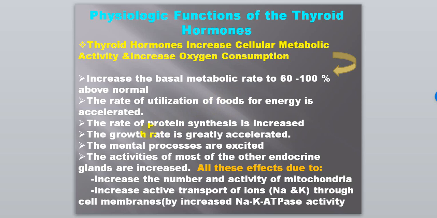This hormone increases protein synthesis, accelerates growth, and excites mental processes. The activity of most other endocrine glands will be increased. This effect is due to an increasing number of mitochondria, the energy source in each cell, and an increase in the potassium sodium pump in each cell.